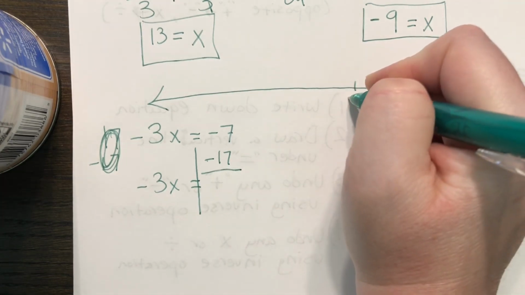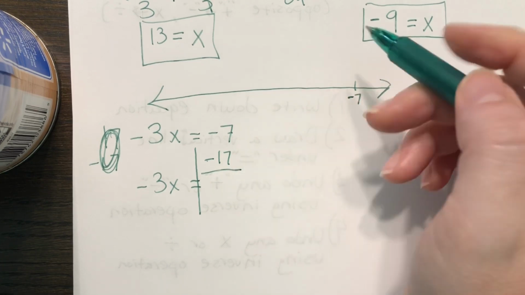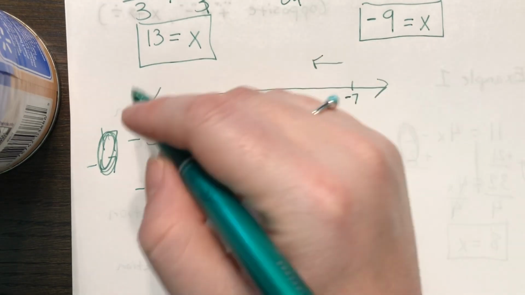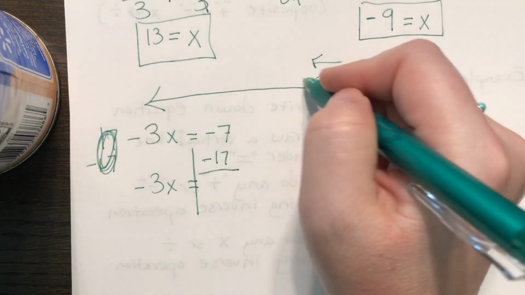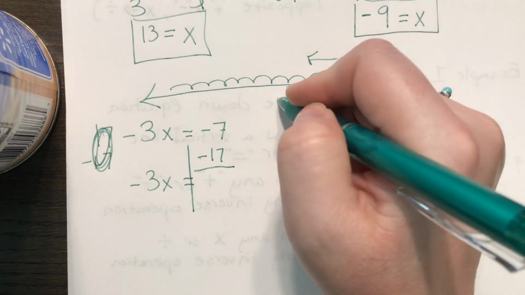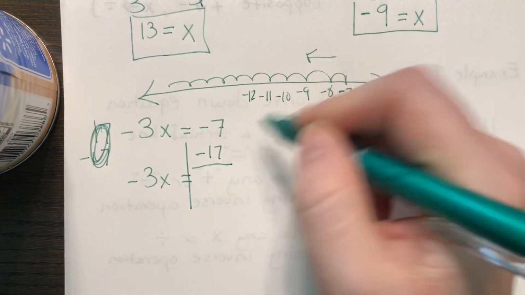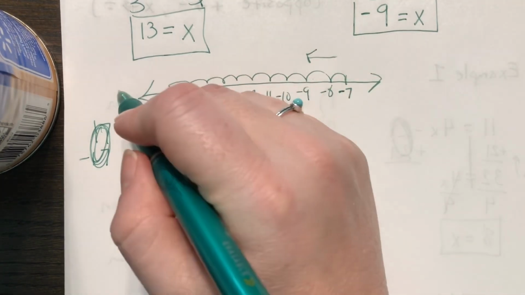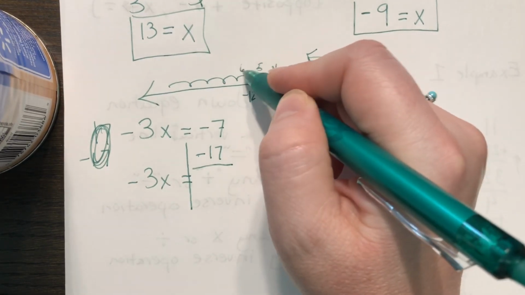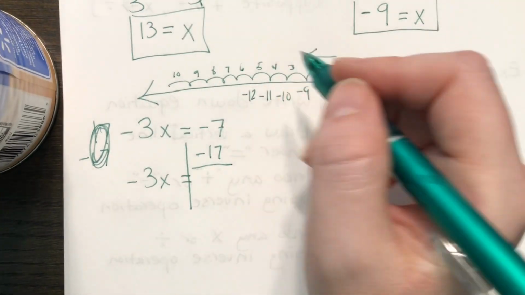So I'm gonna have -7, and I have 17 hops going in the negative direction, meaning it's getting smaller. So -7, -8, -9, so forth, so on. If you keep hopping, -8, -9, -10, -11, -12, I'm not stopping at -17. I'm actually having to do 17 hops all the way. So that's hop 1, 2, 3, 4, 5, 6, 7, 8, 9, 10. I need 7 more hops than what I just did there.